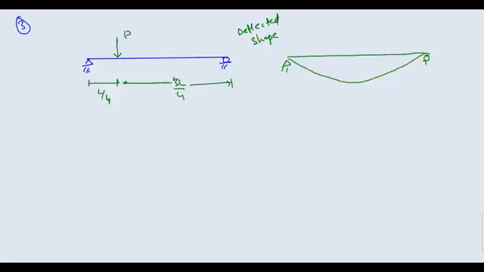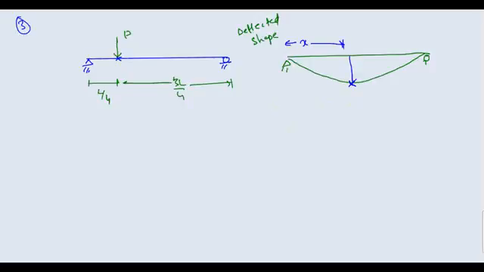Now many people make a mistake here. People presume that your maximum deflection will occur below the loading point. But make sure that it is not true. In this case, your maximum deflection will not occur at the loading point. It will occur somewhere here. I don't know where it will occur. I am just calling it X. This is your maximum deflection.